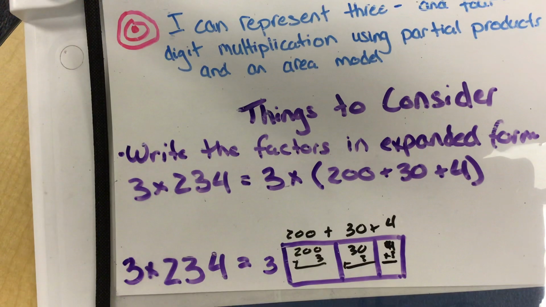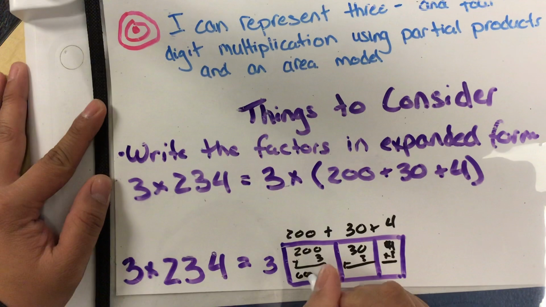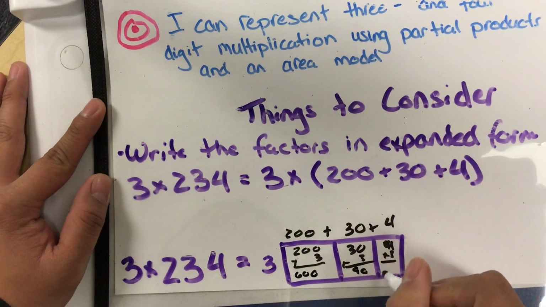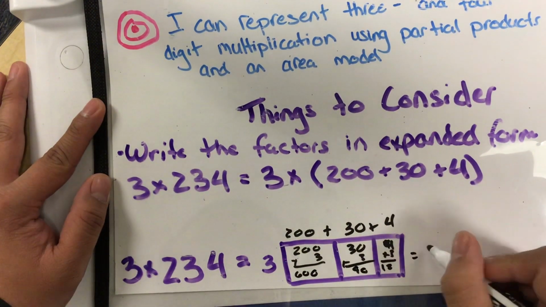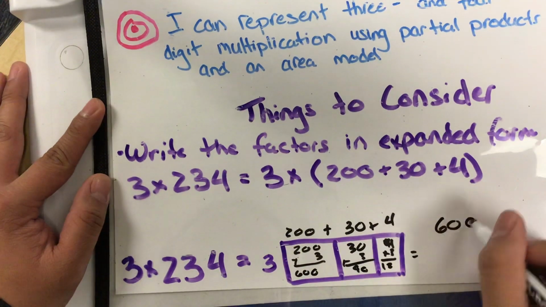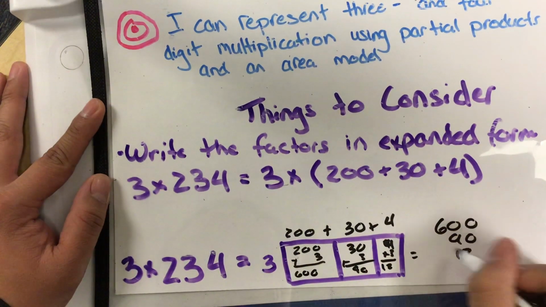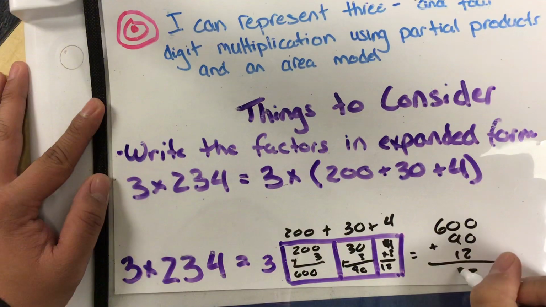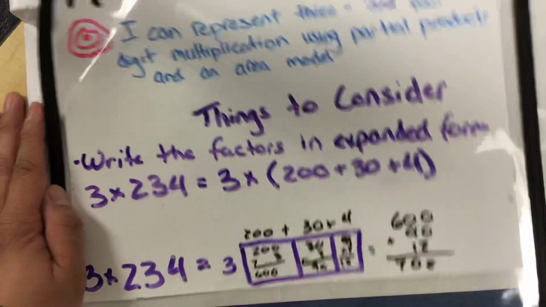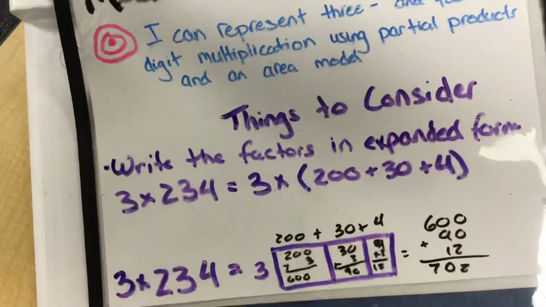Now, what are we going to do with all of that? Well, we are going to find the product, or the area, for each of these squares in our bigger rectangle. And then we're going to add each of these together to find out what our product is. So in this case, we have 600 plus 90 plus 12. That's going to equal 702. Okay? And I'll go more into how that works later on.